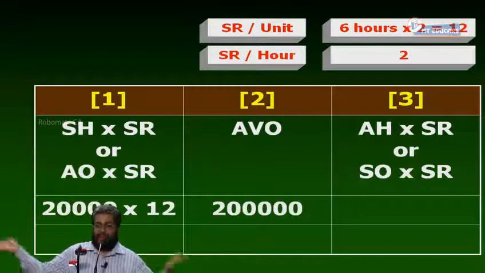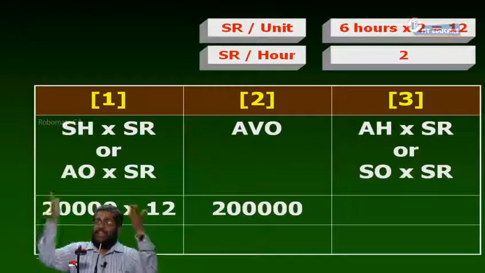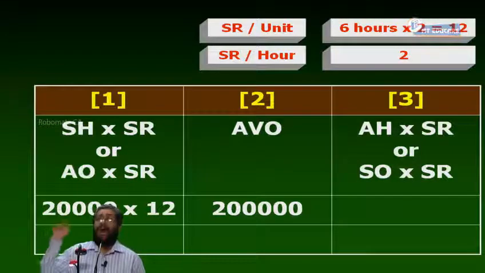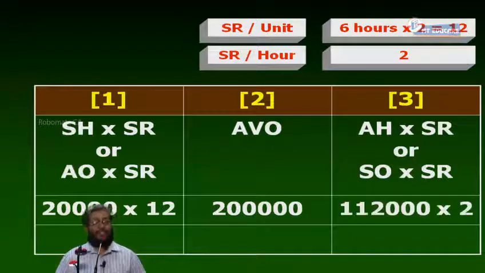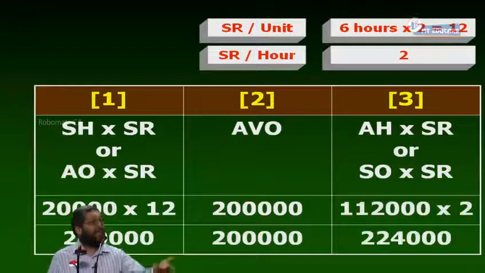AH given or SO given? AH means actual hours. SO means standard output for actual hours. Which is given straight away? AO or SH? AH is given. What is AH given in the question? 1,12,000. Hours should be multiplied by per unit or per hour? Per hour. 1,12,000 into 2, if I multiply, I will be getting 2,24,000. So 2,40,000, 2 lakhs and 2,24,000. Response yes or no?